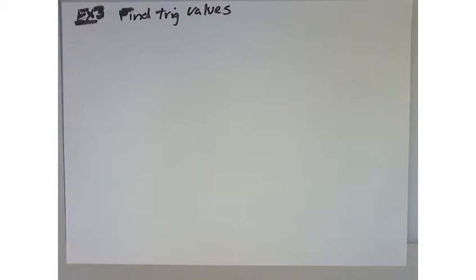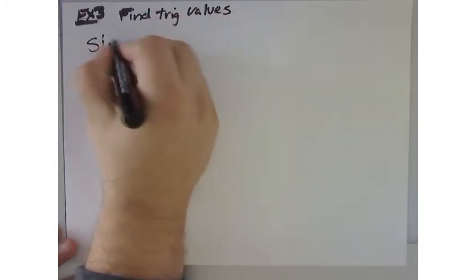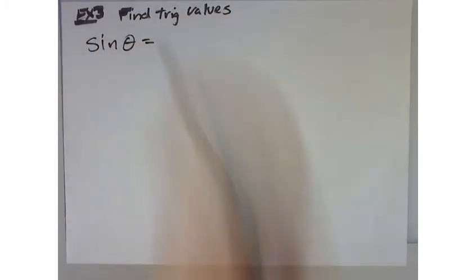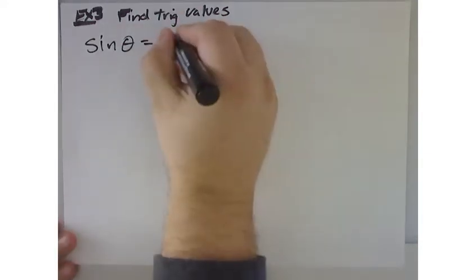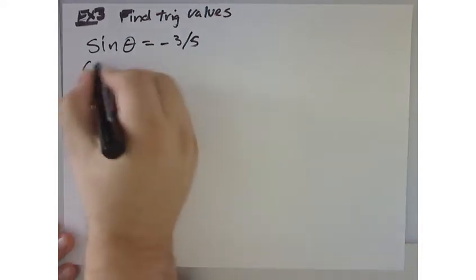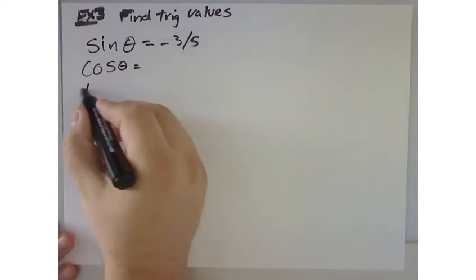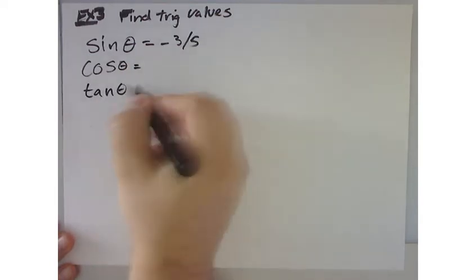Got to find trig values. Now what they said is, it says find all trig values when we're told that sine of theta is equal to negative 3 over 5. All right, so there are 6 trig values, right? There's cosine of theta, there's tangent of theta, and then there are reciprocals.